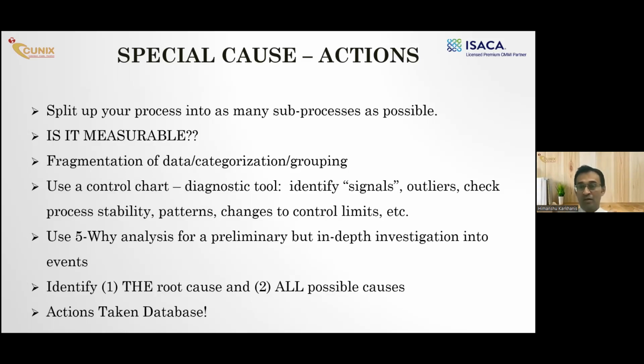Now remember, there is a difference between finding the root cause and finding all the possible causes. You need to do both. When you find the root cause and take action successfully, that means you're removing the special causes of variation. But when you look at all the possible causes that may happen and then take proactive action, what you're essentially doing is trying to remove the common causes of variation. And finally, your organization may have some actions-taken database or risk database, which we should refer to, by the way, not just can. That can probably help you make your process better, right?